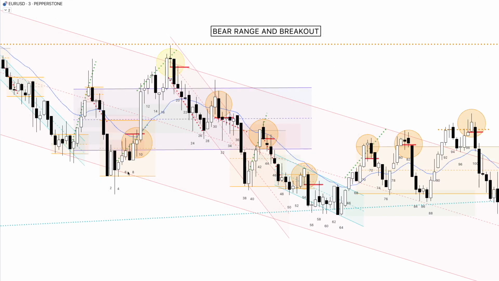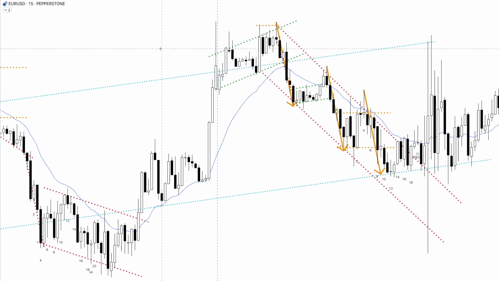Hello, this is the price action for yesterday, the Euro USD 3-minute chart. We had a bear range and a breakout. Let's go to the 15-minute chart to see how this formed.